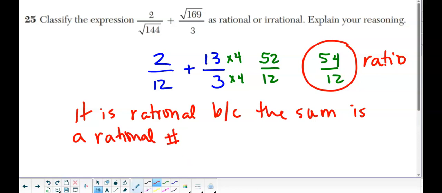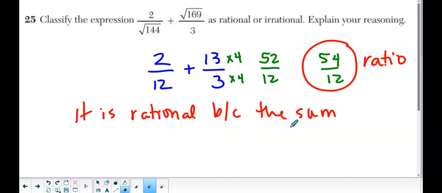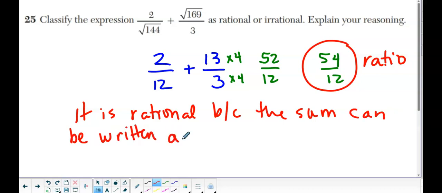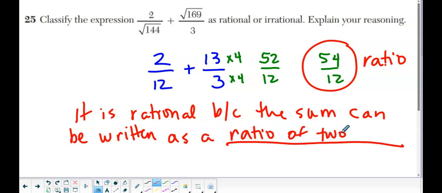Another thing that you could say here is the sum can be written as a, here's the money answer, ratio of two integers. Right? This is an integer, that's an integer, and they are a ratio of two integers, as shown in the work above. It's rational because the sum can be written as a ratio of two integers.